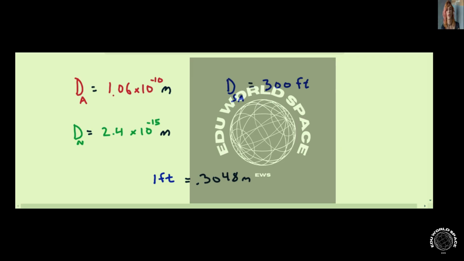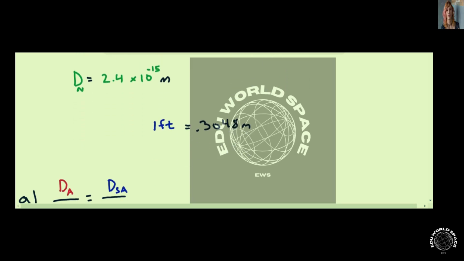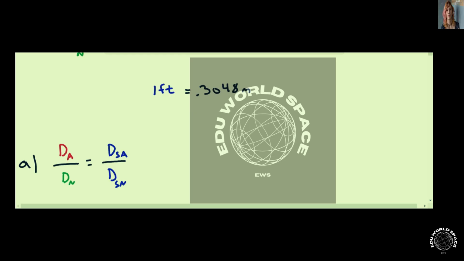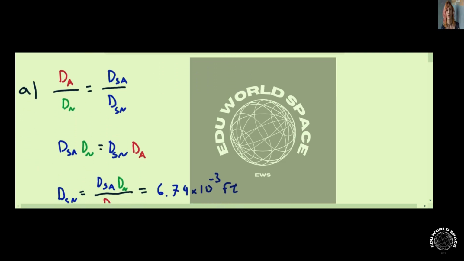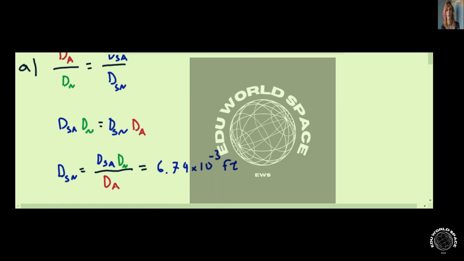So here's our foot conversion. To start things off, we're really just going to do a proportion constant to get the diameter of our scale nucleus. That's why I have SA, scale atom. So we're going to have dA over dN is dSA over dSN. We're going to cross multiply and then isolate for the diameter of the scale nucleus, and then plug our values in. And we'll end up getting about 6.79 times 10 to the negative 3 feet.